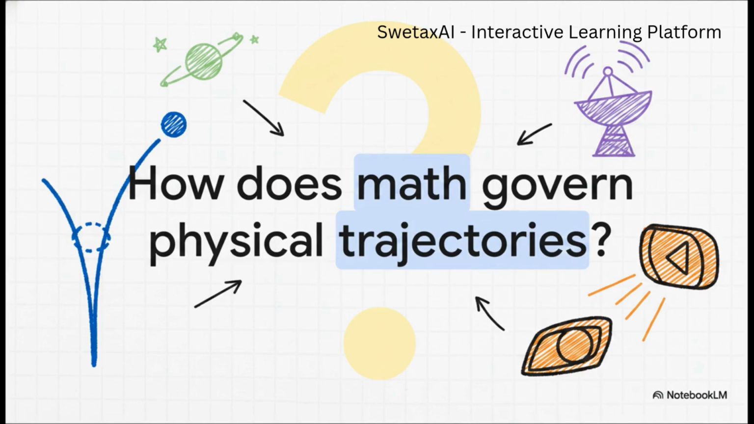How is it that these seemingly invisible, abstract mathematical rules manage to so perfectly govern the physical trajectories of everything in the universe around us? It really makes you realize that math isn't just something you suffer through on paper. It's the underlying code of reality itself.